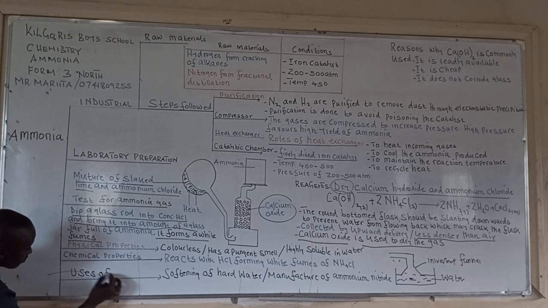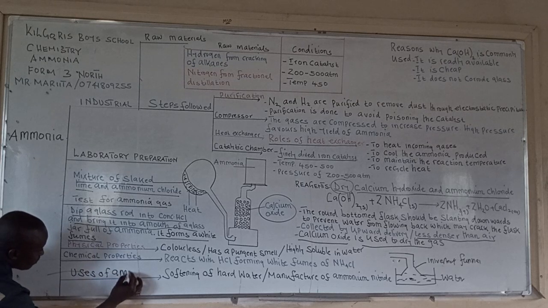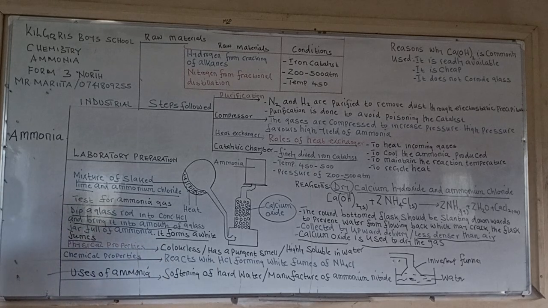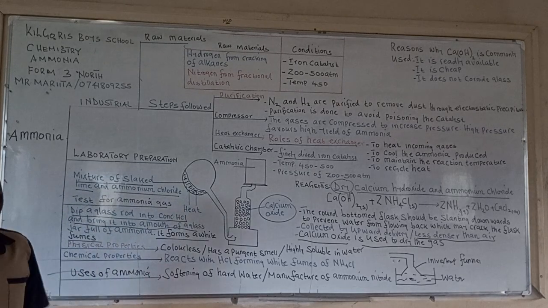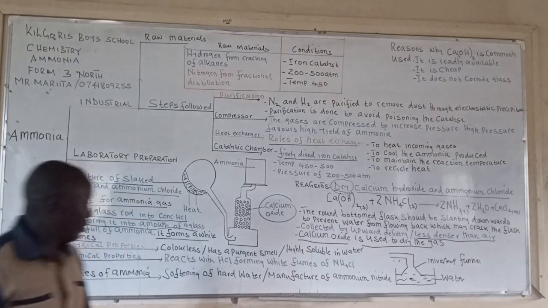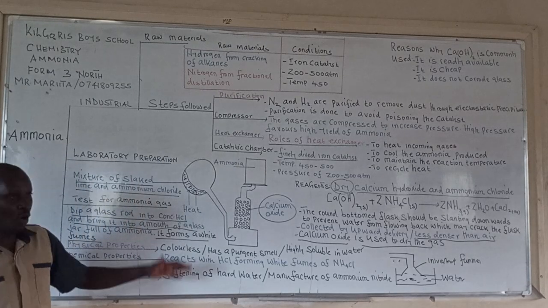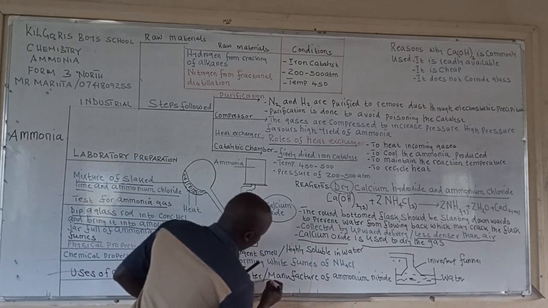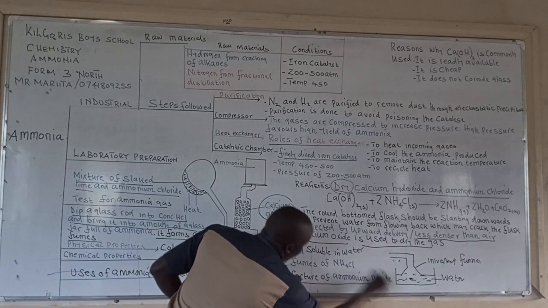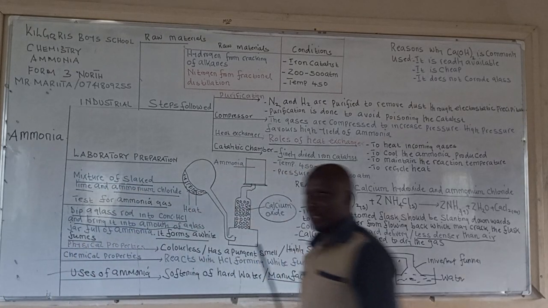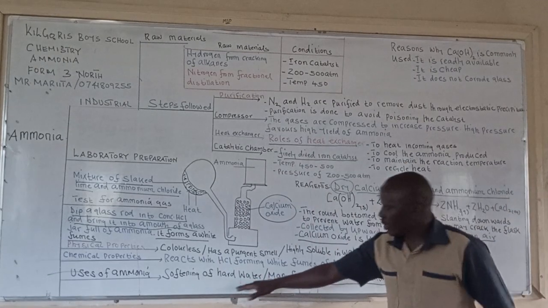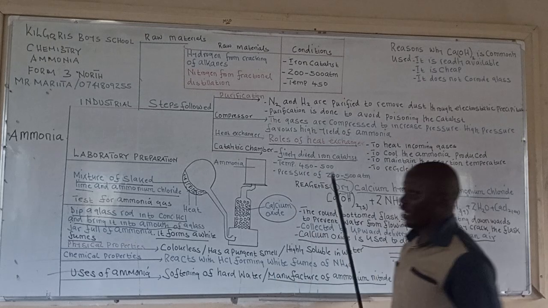Now, what are the uses of ammonia? You will also be asked, give one use of ammonia gas or two uses of ammonia gas. It is used for softening of hard water. It can also be used for the manufacture of ammonium nitrate. Get KLP or other revision books, and you will get some more uses of ammonia gas.